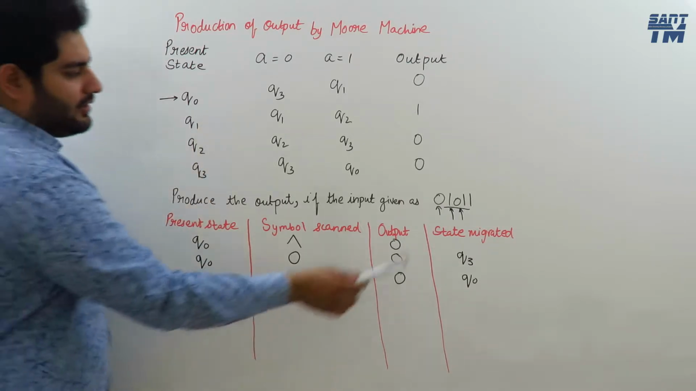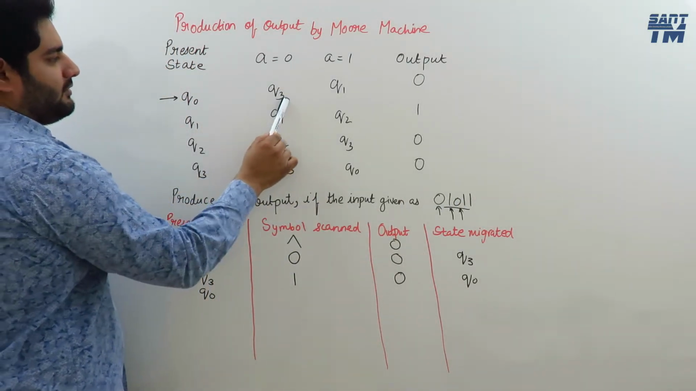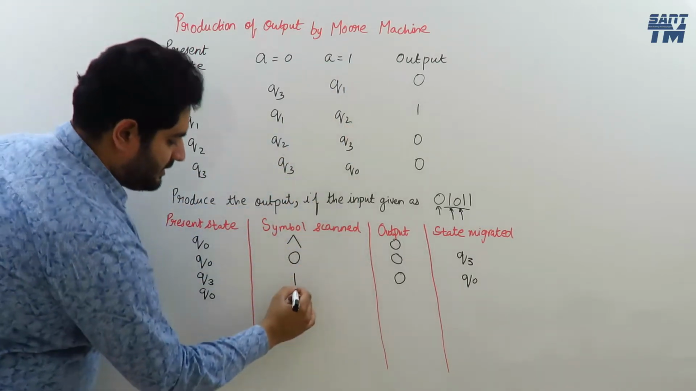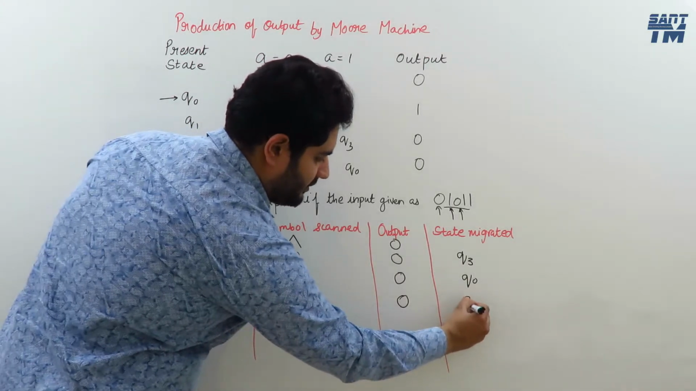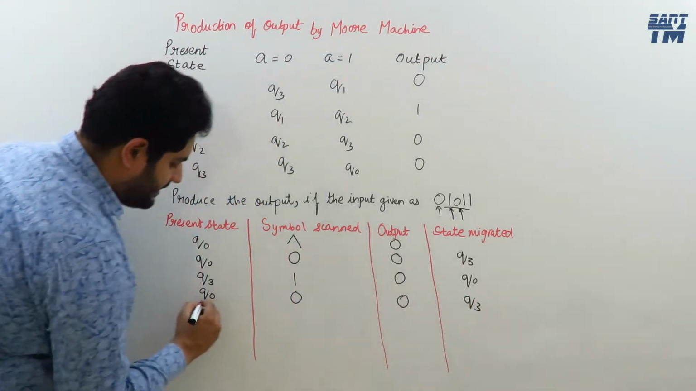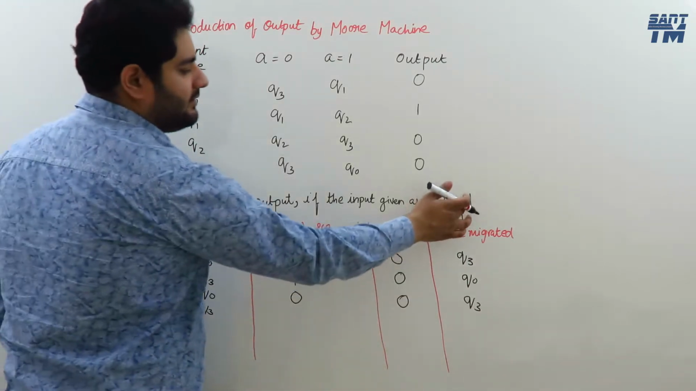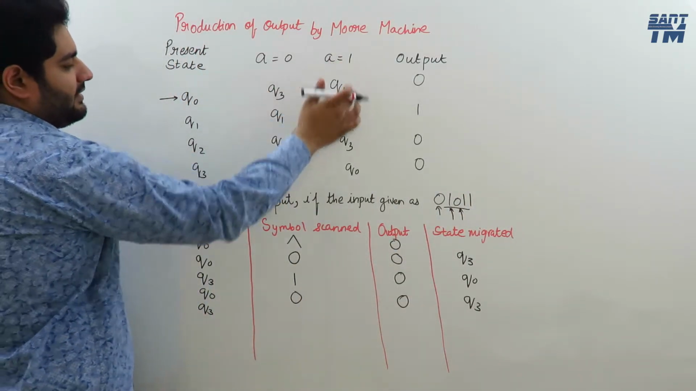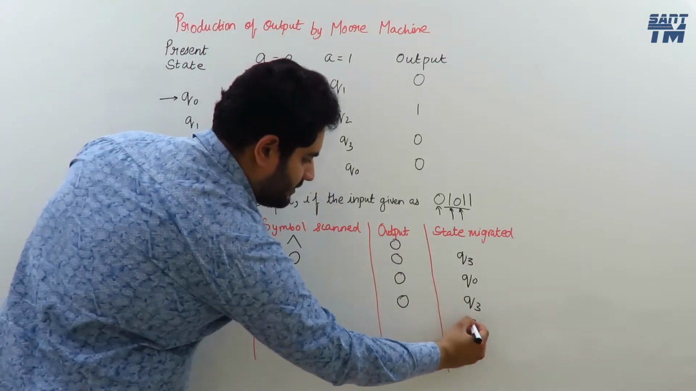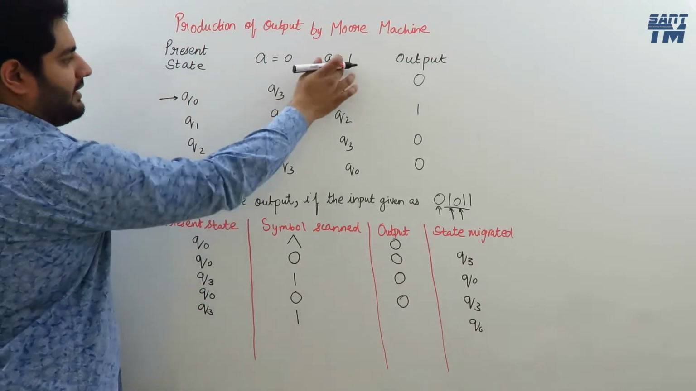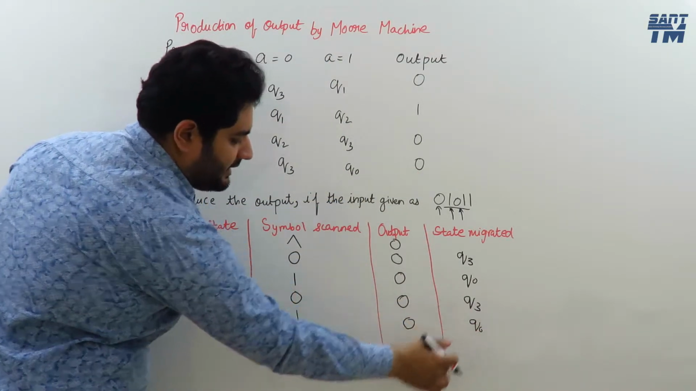Q0 on application of 0 will move to Q3 and produce 0 as output. So the symbol scanned is 0, the output produced is 0, and we again move to Q3. Now the present state is Q3 again. We scan this 1. Q3 on scanning 1 moves to Q0 and produces output 0. So now we are again at Q0.